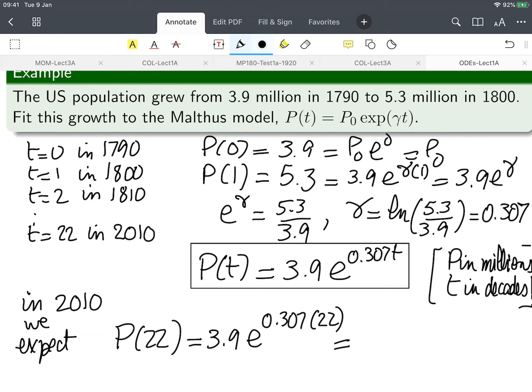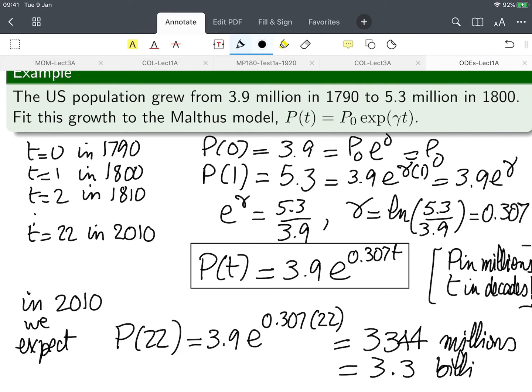what do you get? Drum rolls. Ta-da. How much do you get? Oh, 23. This year then. But I can't compare it. I don't have census numbers for this year. The census hasn't been conducted yet. 3.3. So here you find 3,344. But that's in millions. So that's 3.3 billion.